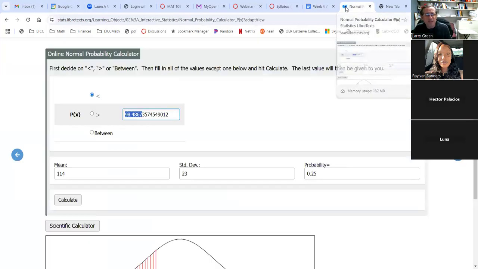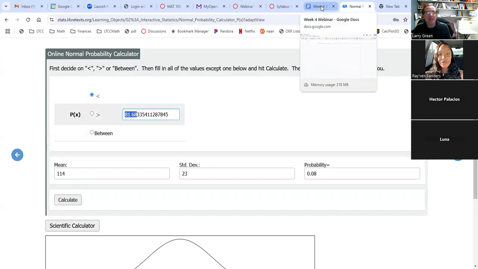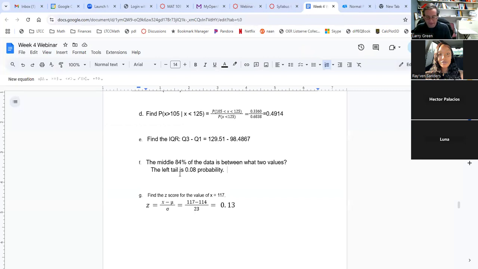And now we can use our calculator for that. Because 0.08 is the probability of being less than something. We don't know the something. So I erase it and hit calculate, and you get about 81.68. So one of the values is 81.68. So the lower value is 81.68. Any questions on that?